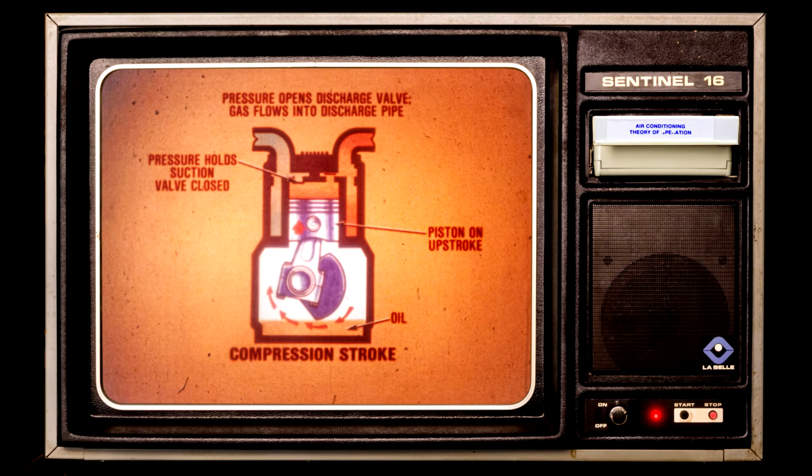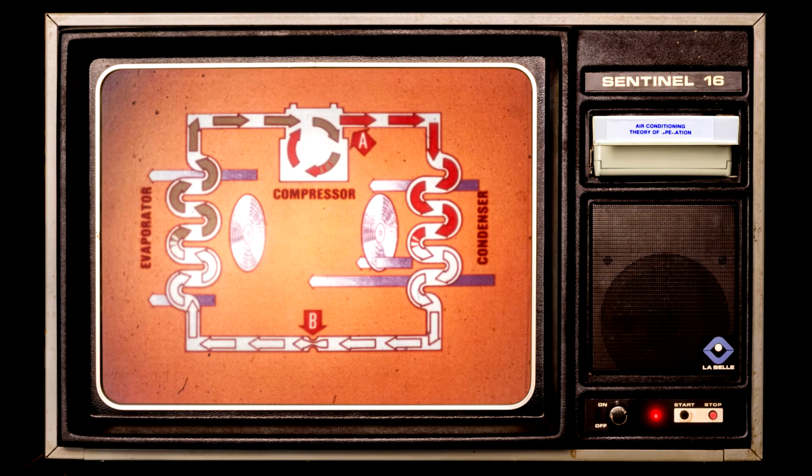As you can see, the compressor contains a certain amount of oil. This special oil is important as it lubricates the compressor and circulates throughout the system. The red arrows here represent the R12 gas, which is now a high-pressure gas. This gas is now pumped into the condenser.